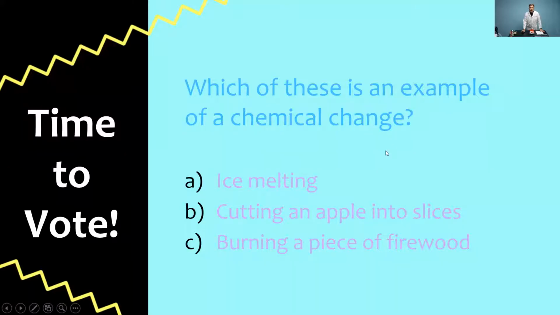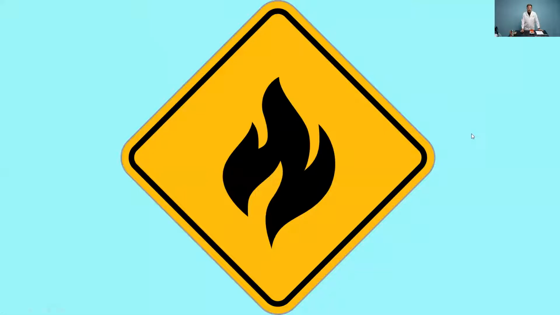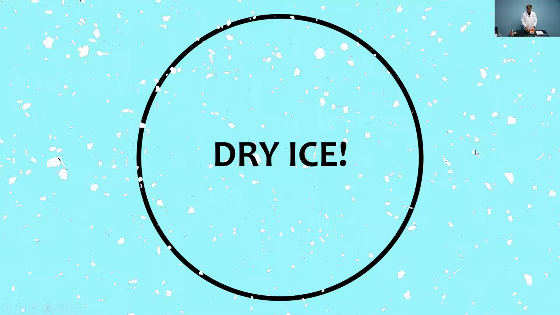Okay, which one of these is a chemical change? You guys did a great job with this one. You all selected, of course, burning a piece of firewood. Excellent job. As we're burning something, we're oxidizing it, and it is indeed changing to a new substance. So our next thing, this is a nice hazard sign that we use when we're dealing with flame experiments. Our next thing that we're going to be talking about is dry ice.